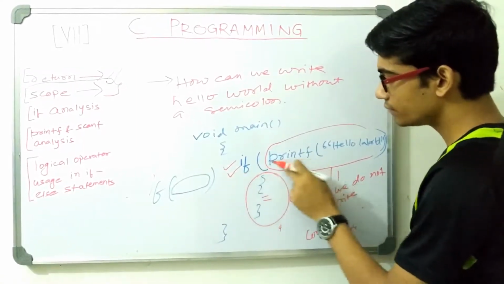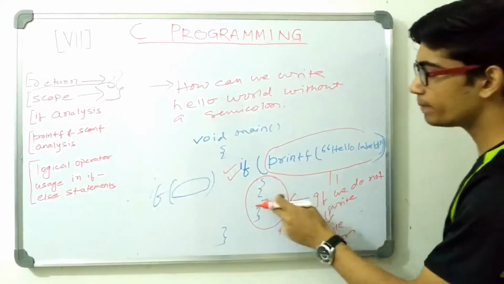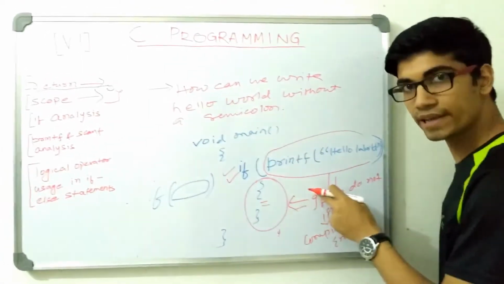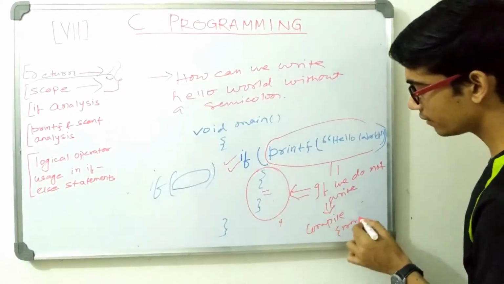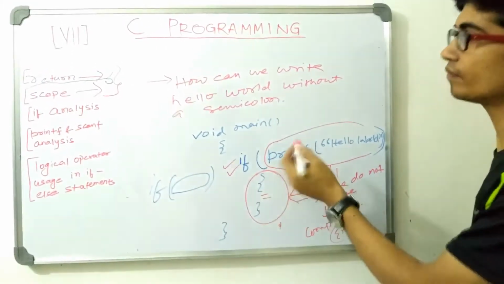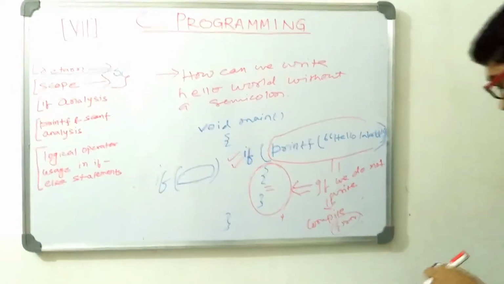After the execution of this if statement, it will come under this scope and it will find nothing. So it will print nothing here and no statement will be executed. So keep in mind, if we do not write this, we are going to have a compile error. So this way we can write hello world without using a semicolon.